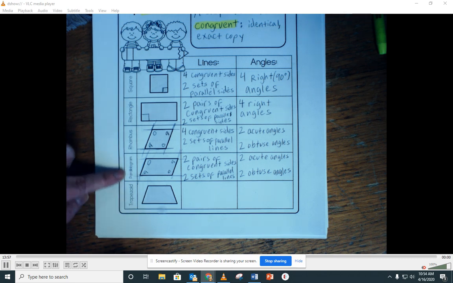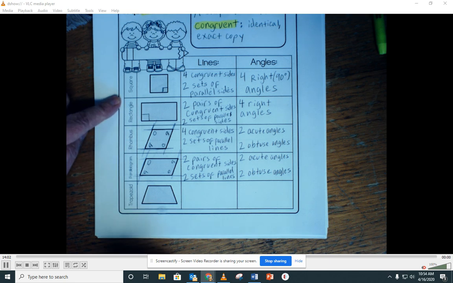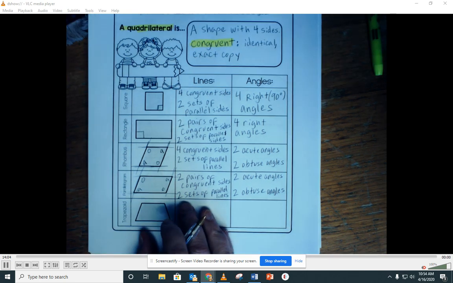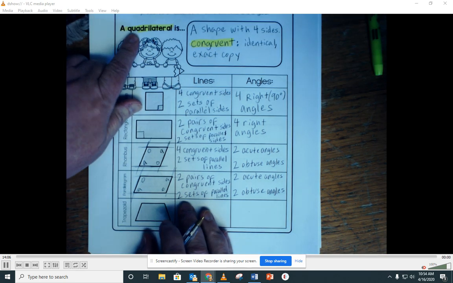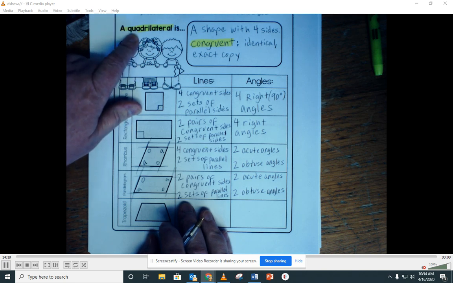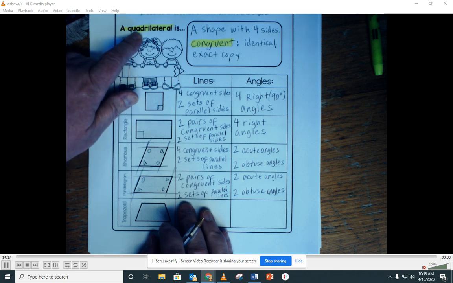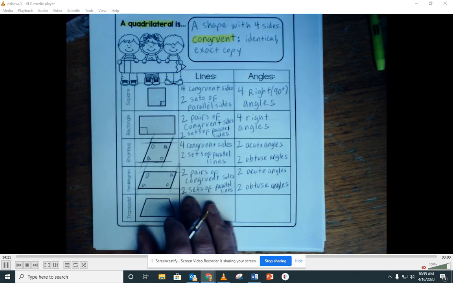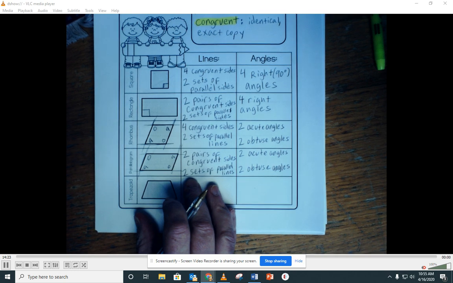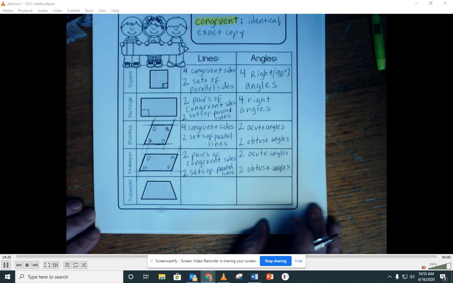So all different kinds of special quadrilaterals. Quadrilateral, by the way, quad means 4, like quarter, 4 quarters in a dollar. Or sometimes we call an ATV a quad because it has 4 wheels. So quad is a prefix that means 4.